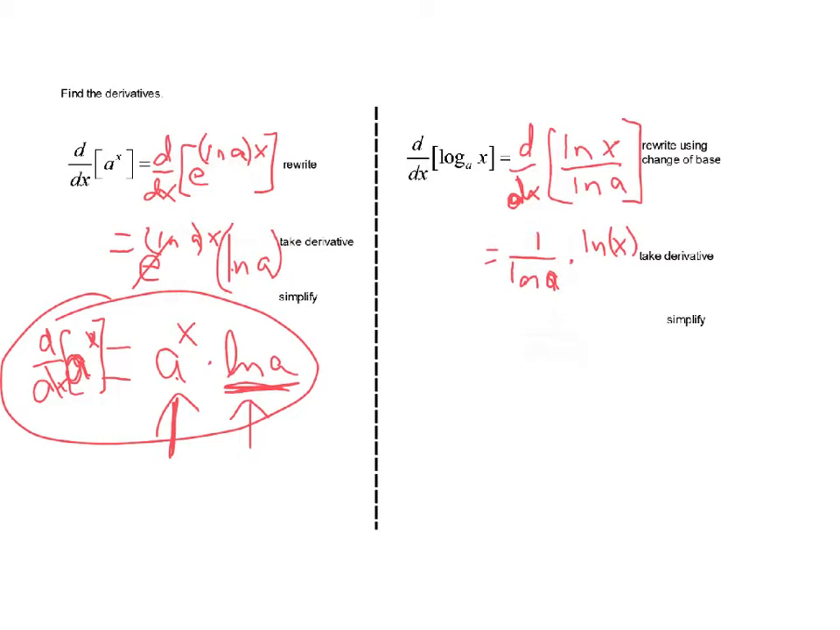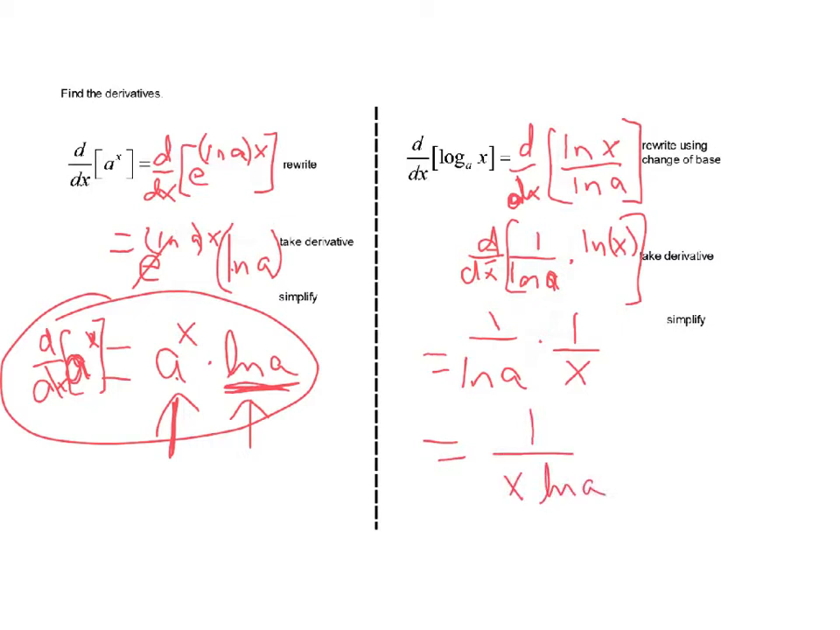All right, so I'm really taking, oopsie, I need my derivative out there. I need to take the derivative of this crazy looking thing: 1 over ln a times ln x. And this 1 over ln a right here, that, my friends, is just a number because a is just a number. So my derivative is going to have that coefficient, that crazy looking number, times the derivative of ln x. Well, the derivative is just 1 over x. So my derivative looks like 1 over x ln a.